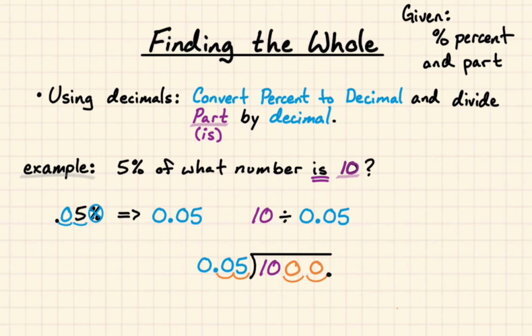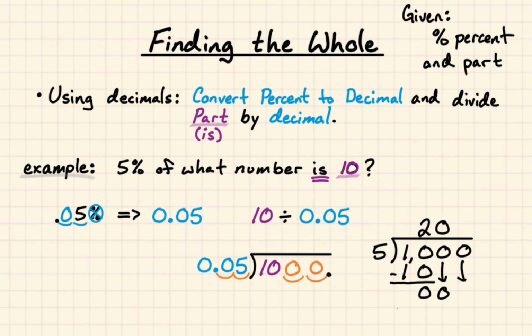I end up with how many times can 5 go into 1,000? Well, 5 can go into 10 2 times. 2 times 5 is 10. I subtract, I get 0. I bring down the other zeros because 5 cannot go into 0, but I need to complete all the way to the ones digit. So 5 can go into 1,000 200 times. That means that 5% of 200 is 10.